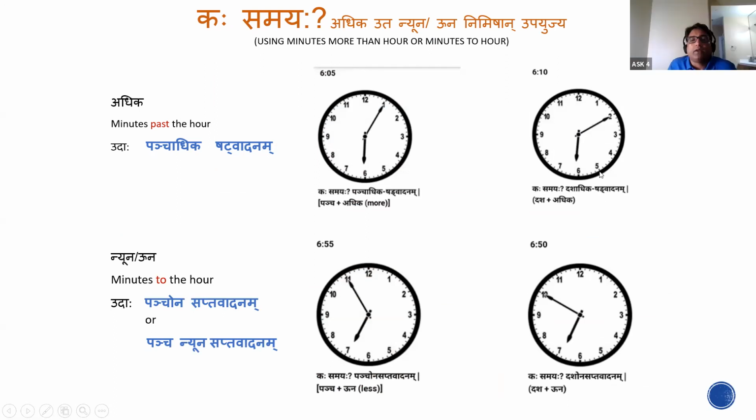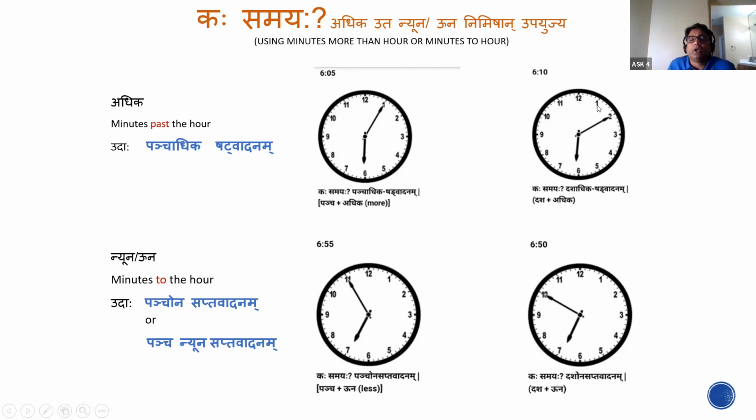So you can always say, here it is dasha adhika. Suppose this was 40: 40 is chatvarimshat. Chatvarimshat adhika shadvadanam. Suppose it was 85: Panchashitihi adhika shadvadanam, whichever vadanam. Suppose it was here: Panchashitihi adhika navavadanam.